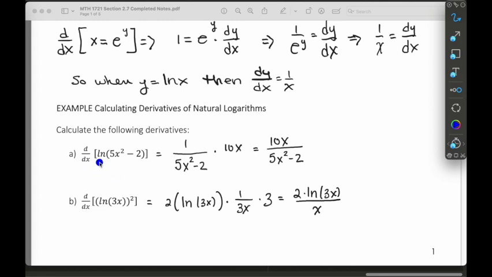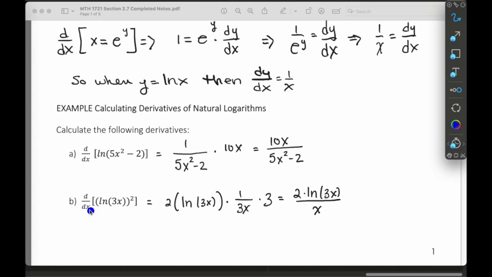So for this one, the derivative of the natural log of 5x squared minus 2 is going to be 1 over 5x squared minus 2, but we have to remember to use the chain rule and multiply by the derivative of that inner function. And the derivative of 5x squared minus 2 is going to be 10x. And so then when we multiply this together and clean it up a little bit, our derivative is going to be 10x over 5x squared minus 2.